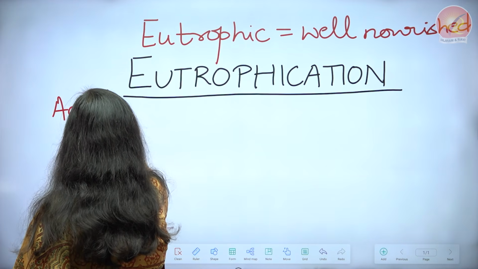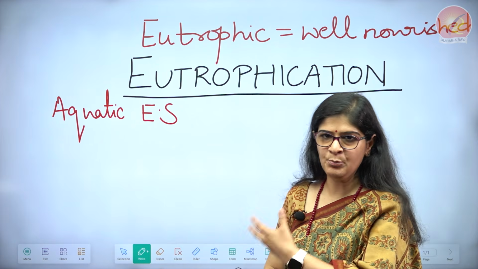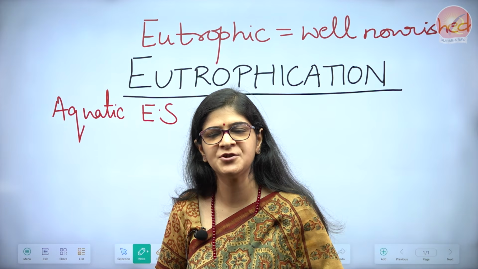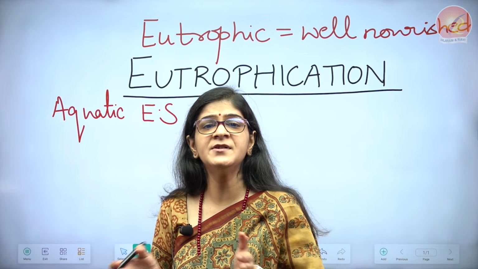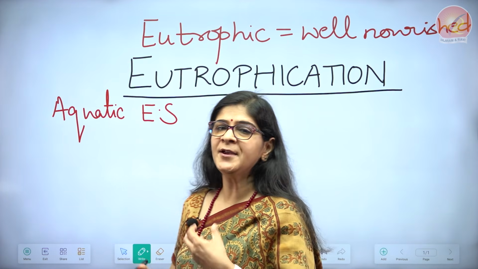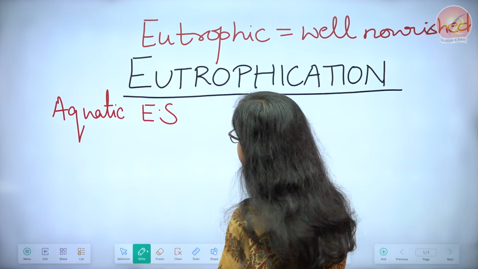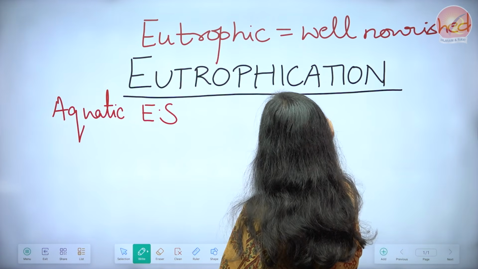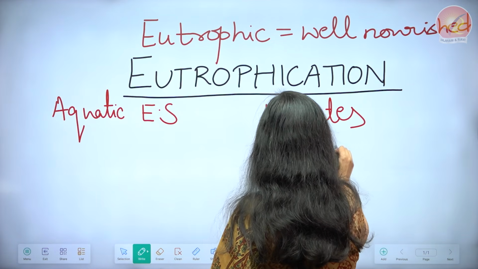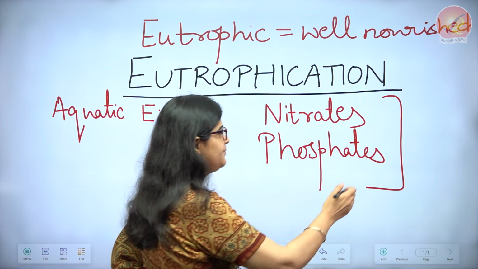The aquatic ecosystems which can have the problem of eutrophication include lakes, ponds, even the coastal areas in the marine ecosystems, and there can be cases when rivers as well have witnessed the problem of eutrophication. In aquatic ecosystems there are certain nutrients such as nitrates and phosphates which are called the limiting nutrients.